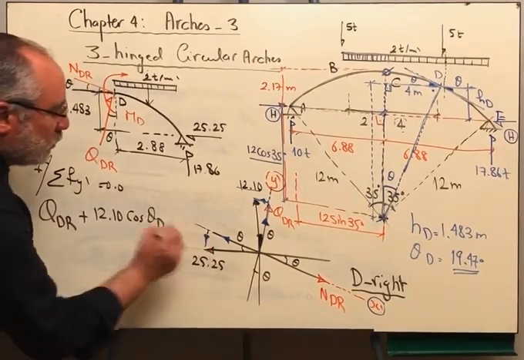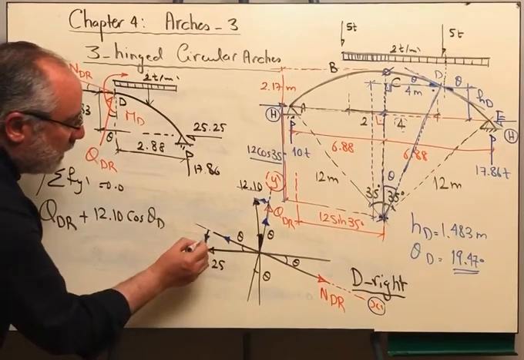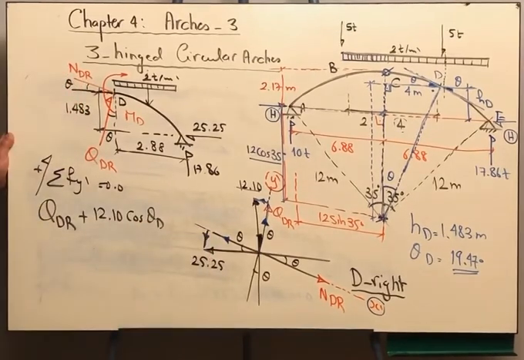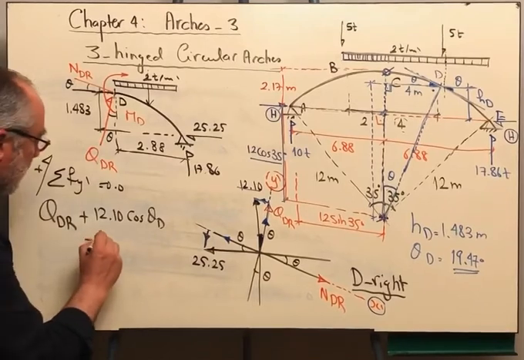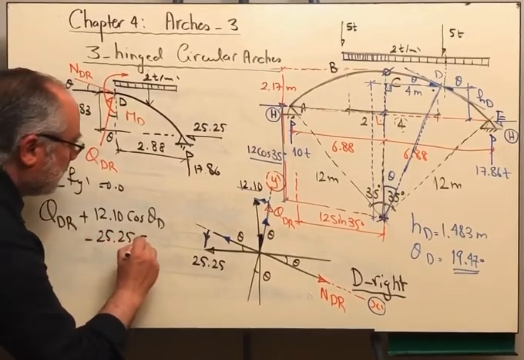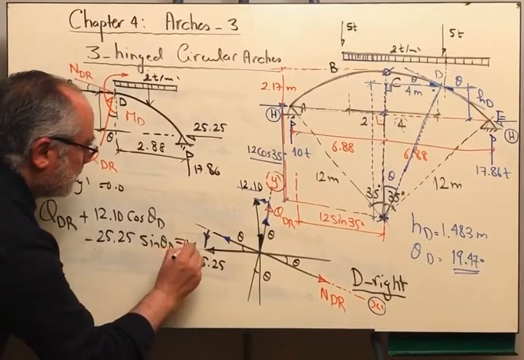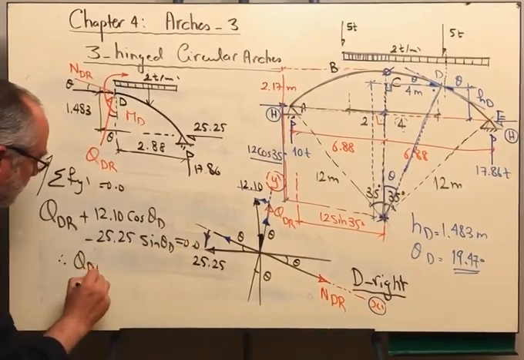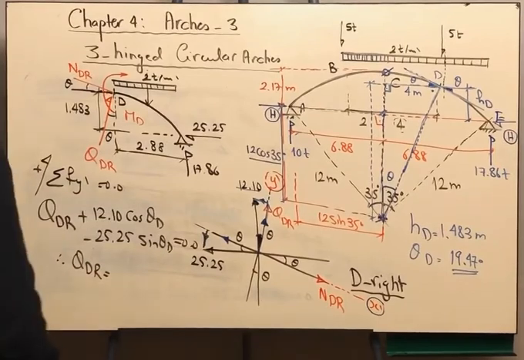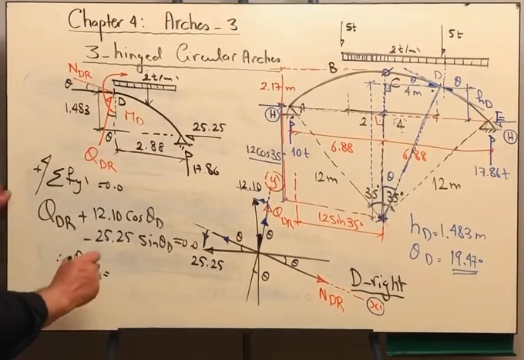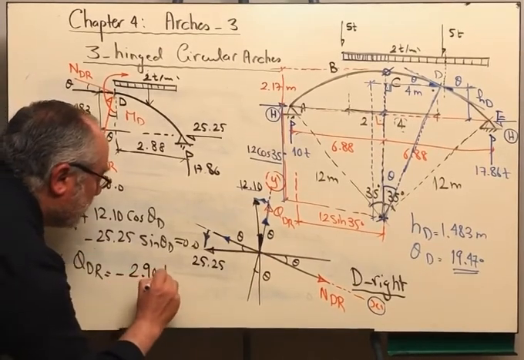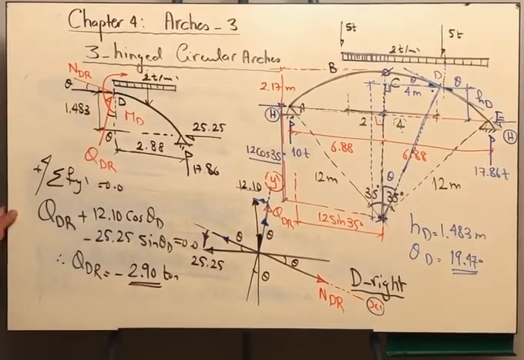And the component of the 25.25, it is now downwards. It means that it is opposite to the positive direction. So it is negative 25.25 sine theta_D is equal to 0. From there, the shear at point D right, if we calculate this, it will be negative 2.9 tons. Okay? So this will be the magnitude of the shear and the magnitude of the normal force right of point D.